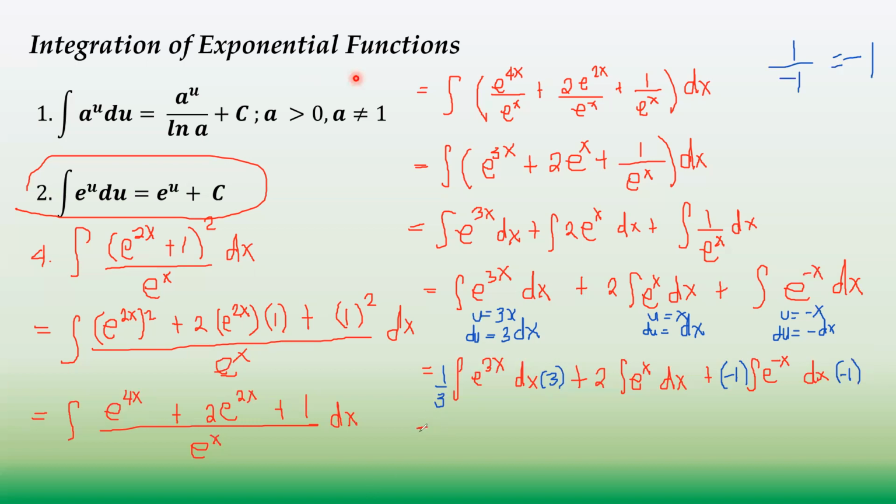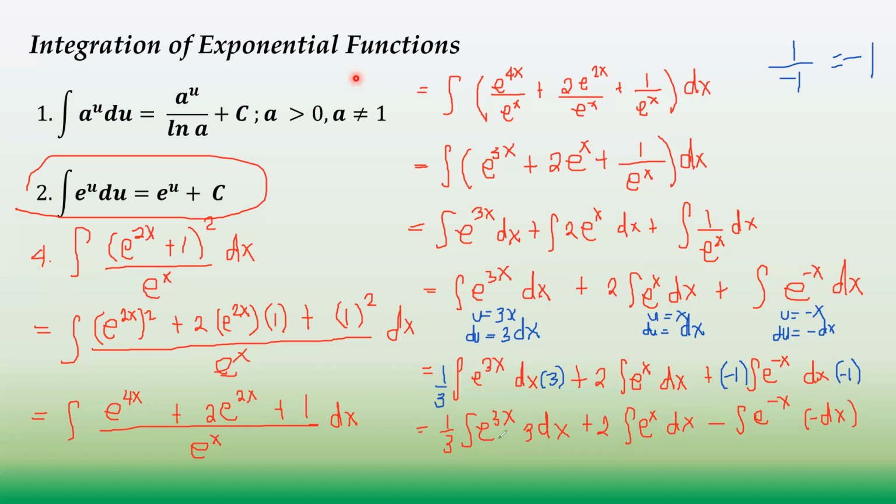And we will have 1/3 integral of e raised to 3x. At meron tayo ngayon 3dx dito. Plus 2 integral of e raised to x. Then dx. Then negative and positive. So we will have minus integral of e raised to negative x. Ito ngayon ay magiging negative dx. Okay, ayusin natin ha. Tingnan natin mabuti.